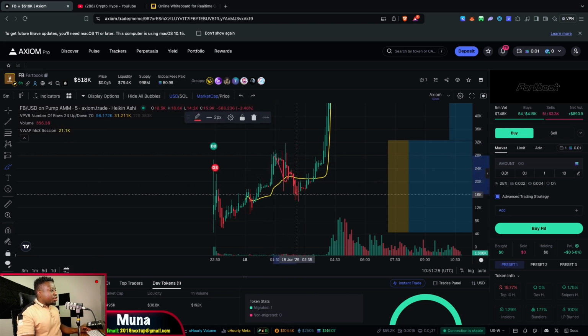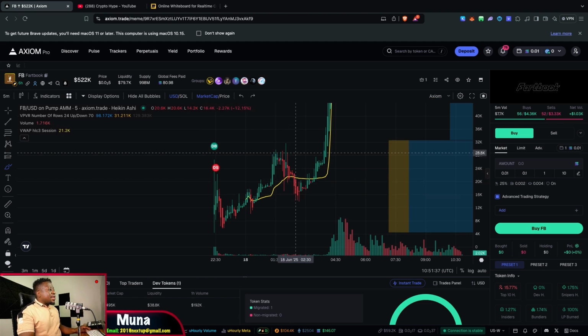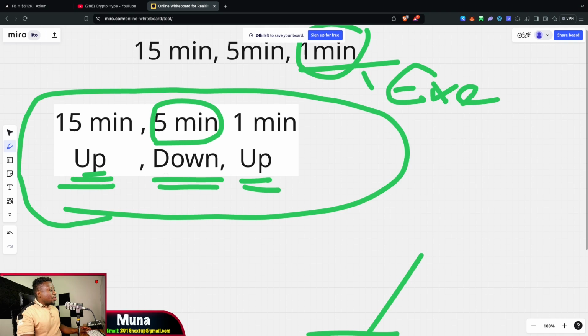It has broken the structure. This is obviously an A B C type of structure. You've got that A B C type of structure when it comes to Elliott wave, and this is coinciding with our trading philosophy, our trading ideology. The 5 minutes should be down.